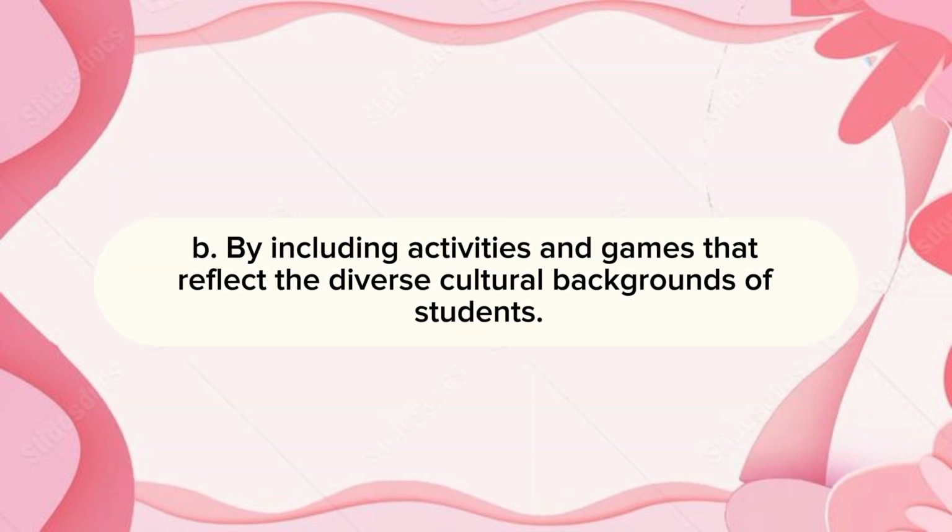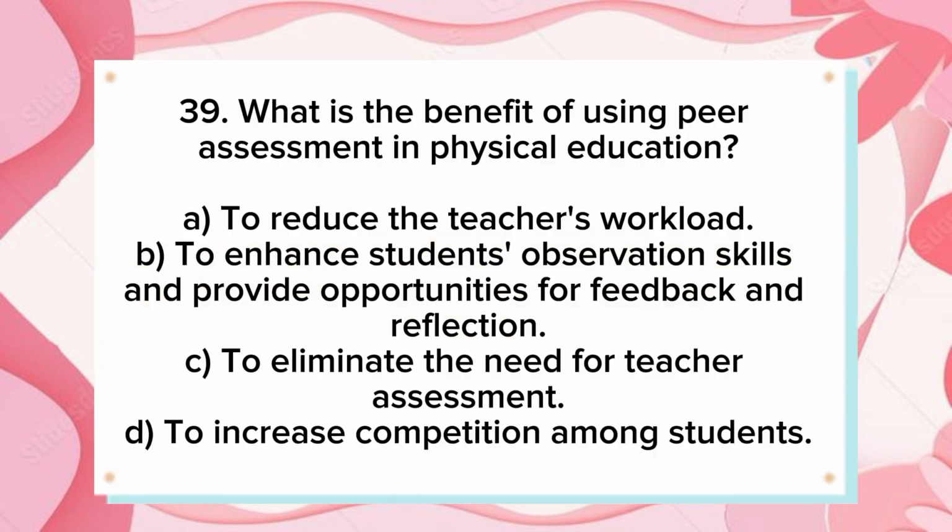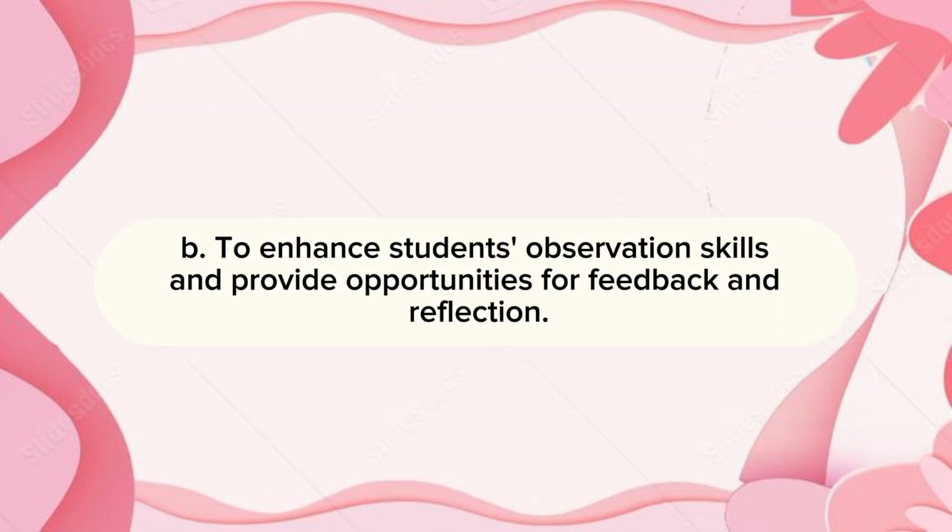Okay, for number 43, what is your answer? Okay, that's correct. The answer is letter C, rating scales or checklist. So why is it the answer? Because rating scales and checklists allow for a more nuanced evaluation of complex motor skills, considering multiple aspects of performance. Multiple choice tests and written exams are not suitable for assessing physical skills. Simple time trials only measure speed, not the quality of movement. That's why the answer is letter C, rating scales or checklist.